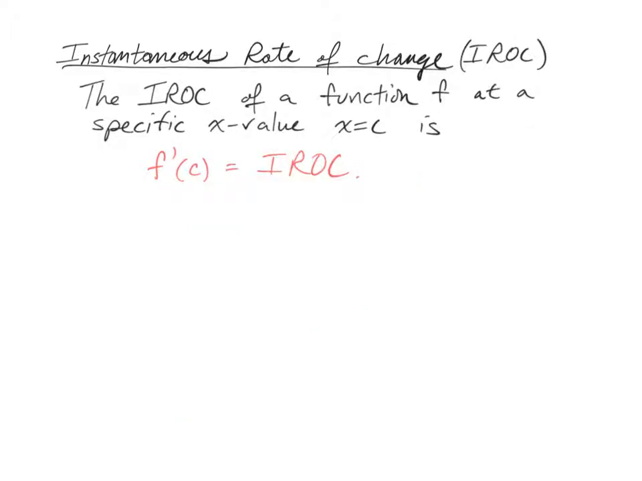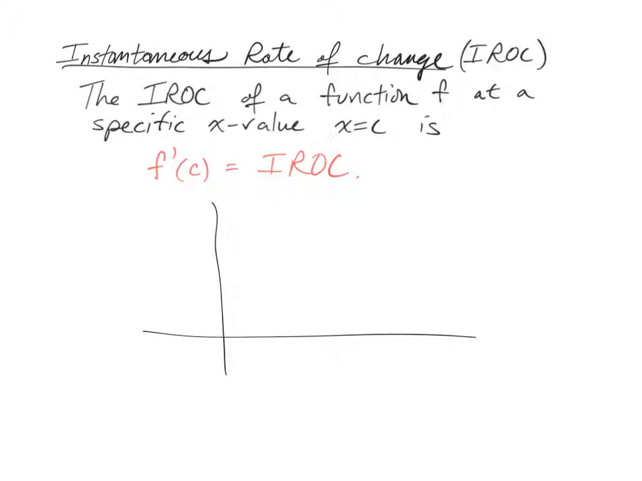Instantaneous rate of change, or IROC. The instantaneous rate of change of a function f at a specific x value, x equals c, is f prime at that specific x value c. This is the instantaneous rate of change. And what does that mean? Well, you've had lots and lots of practice with this.